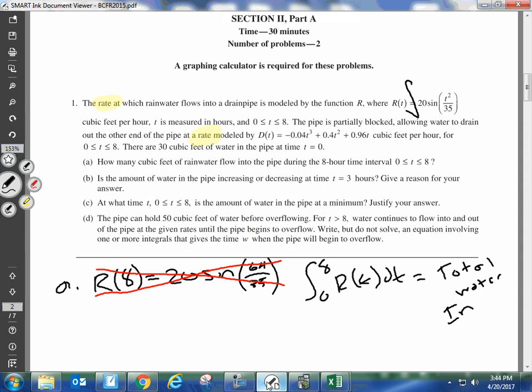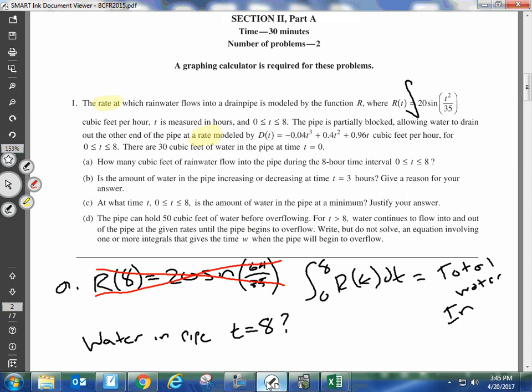But things get more complicated if I ask you, well, how much water is in the pipe at the 8th hour? What if I asked you, how much water is in the pipe right at t equals 8? What do you have to consider now? What's that, Mr. Romany? I have to consider that water's flowing out as well as flowing in. What else do I have to consider? The starting value. How much water started in the pipe?